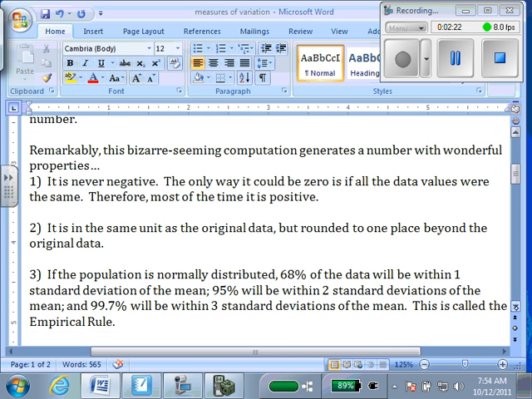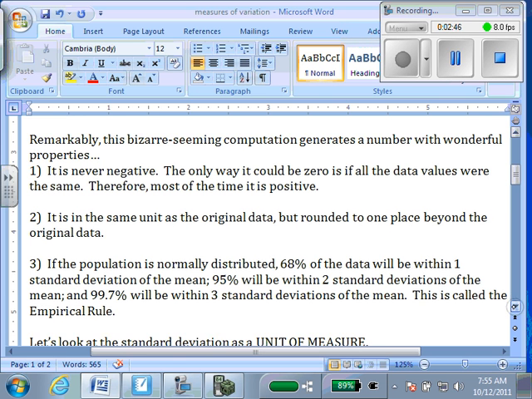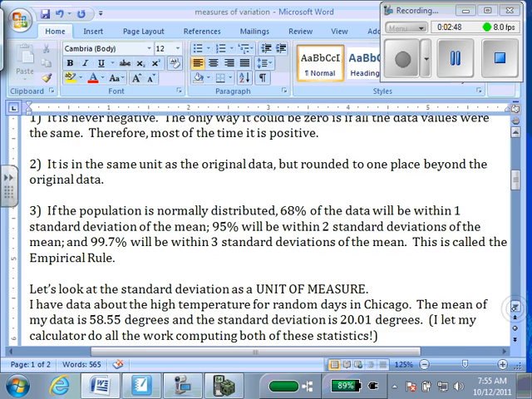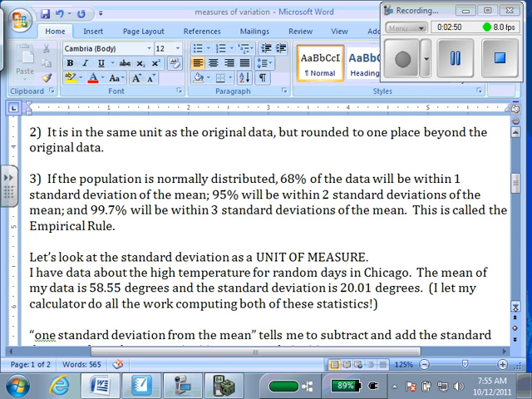If the population is normally distributed, meaning it would fall into a bell-shaped curve, 68% of the data will be within 1 standard deviation of the mean, 95% will be within 2 standard deviations of the mean, and 99.7% will be within 3 standard deviations of the mean. This general principle is called the empirical rule, and we're going to look at it quite frequently. So, standard deviation is obviously a unit of measure.